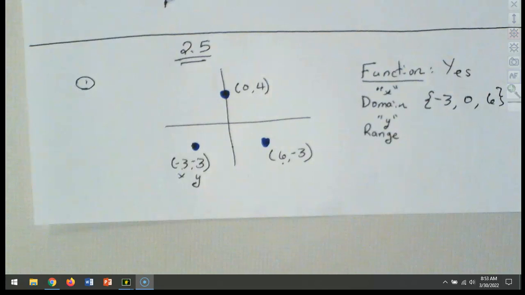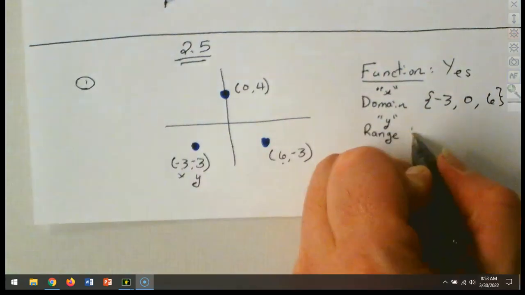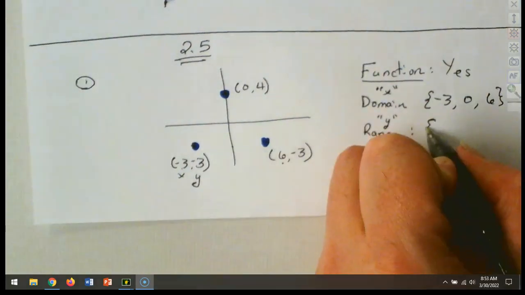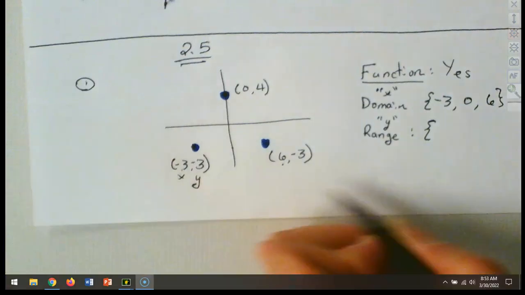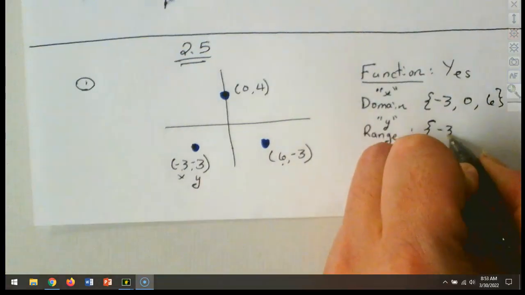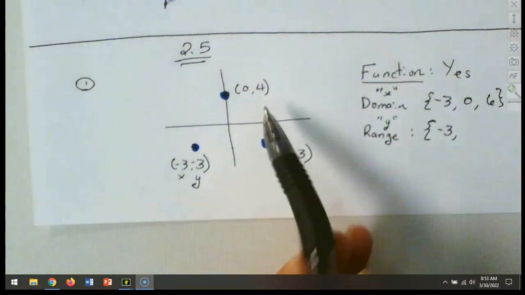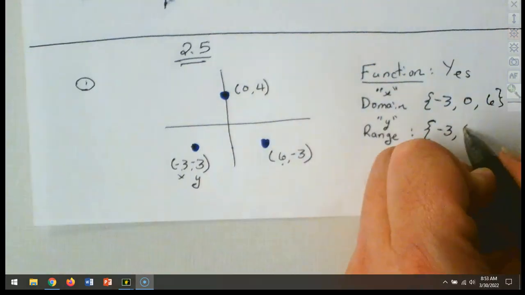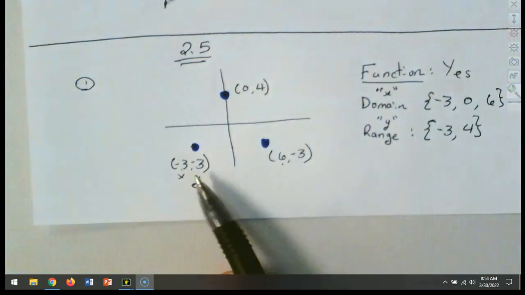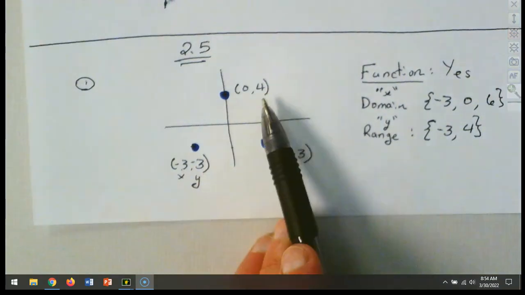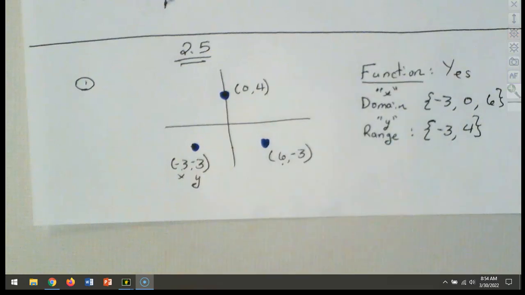The range is going to be your y components. And we only write duplicated values one time. So we look here, we've got our smallest value, which is -3 for the y, and then our other value is 4. So my range would then be -3 and 4, because the y values are here, and that 4 is up there as well. So it is a function.